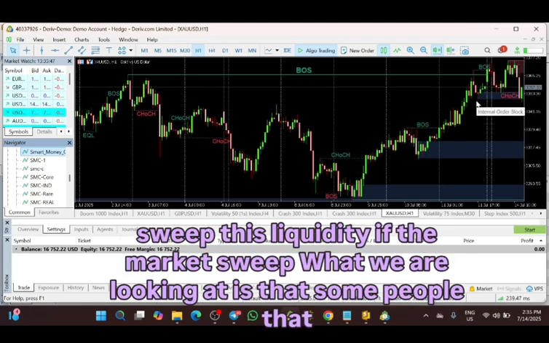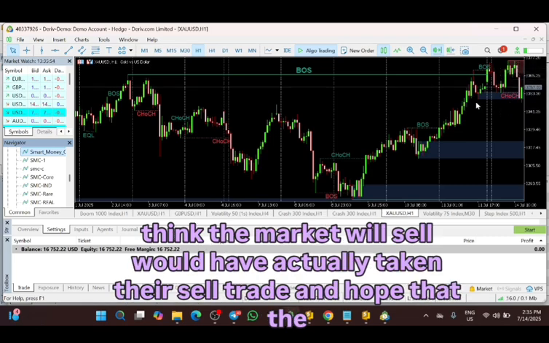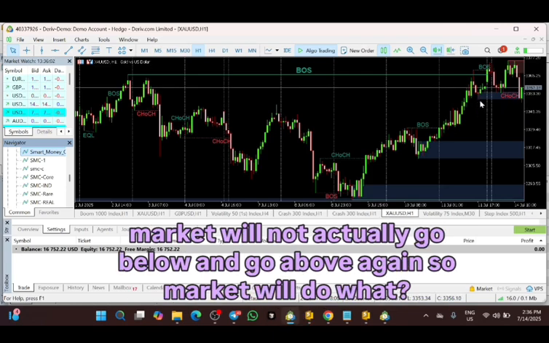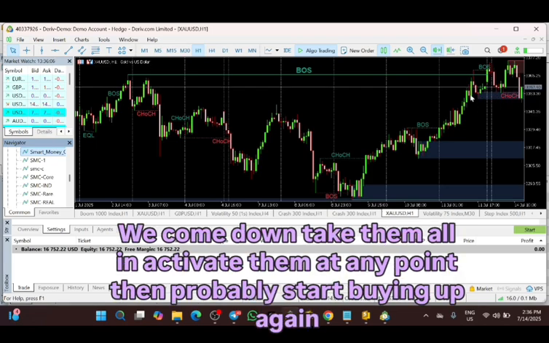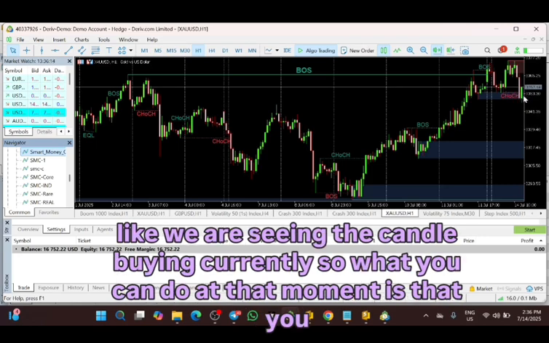Let the market also come and sweep this liquidity. If the market sweeps this liquidity, some people who think the market will sell would have taken their sell trade and hoped the market will not go below and go above again. So what will the market do? We come down, take them out, activate them at any point, then probably start buying up again, like we are seeing the candle buying currently.